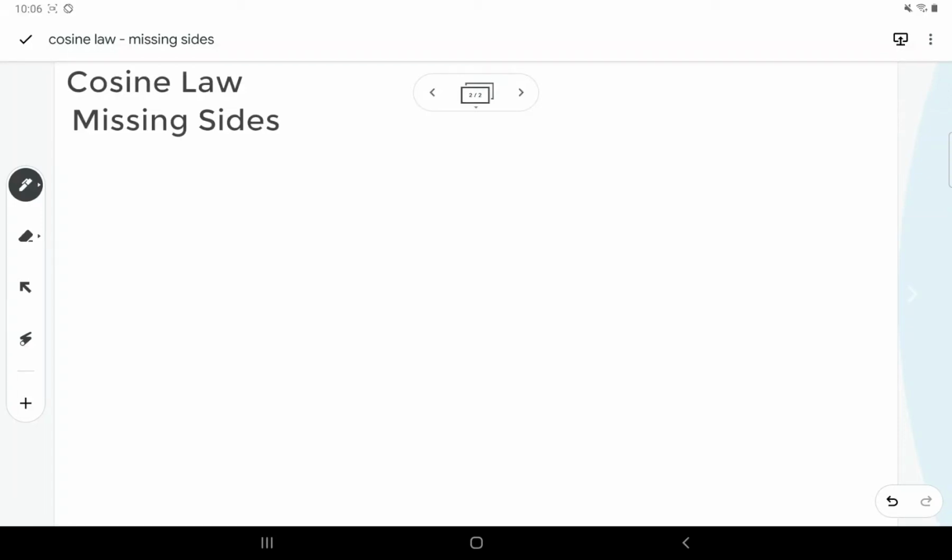So let's take a look at cosine law, specifically the missing sides case. First thing to ask is, when can we use this law? It doesn't apply as generally as sine law, so when can we use cosine law? There's a specific case when we use cosine law, and that is when we have SAS. I like to call it a sassy triangle. That's just for me to remember it.